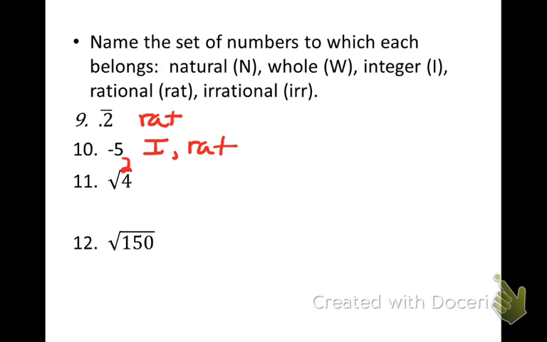So is 2 a natural number? Yes. Whole number? Yes. Integer? Yes. And it can be written in fraction form, so it's a rational. Square root of 150, if you check that on your calculator, it does not come out even, so it is an irrational number.